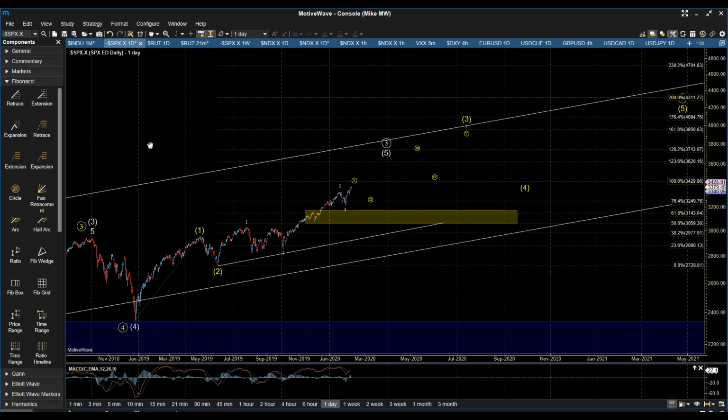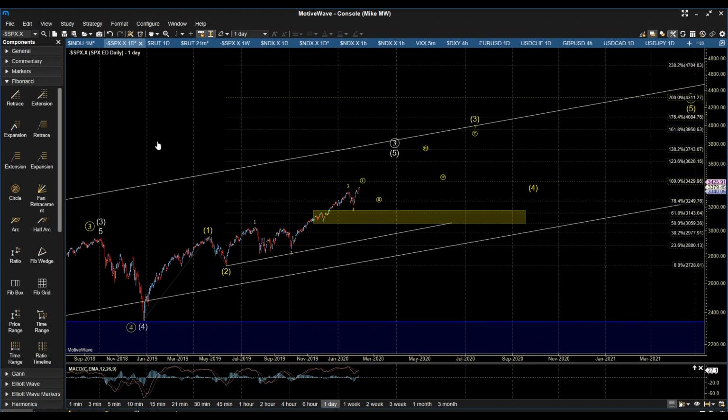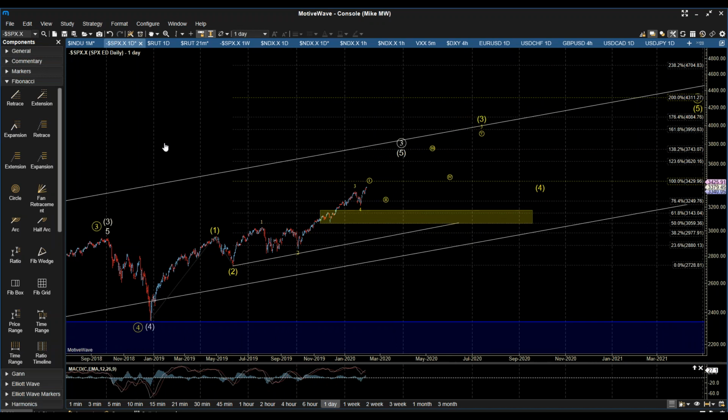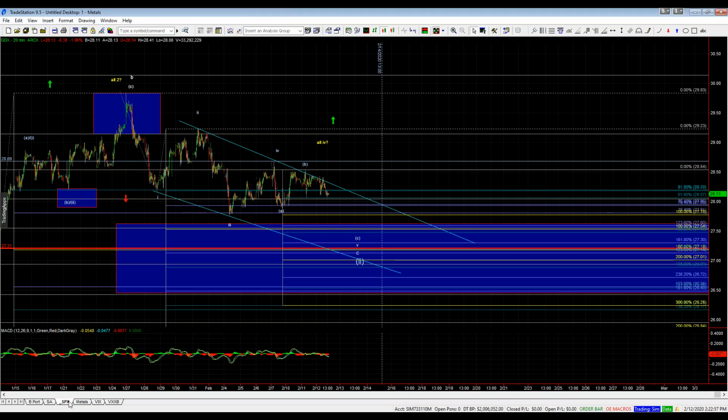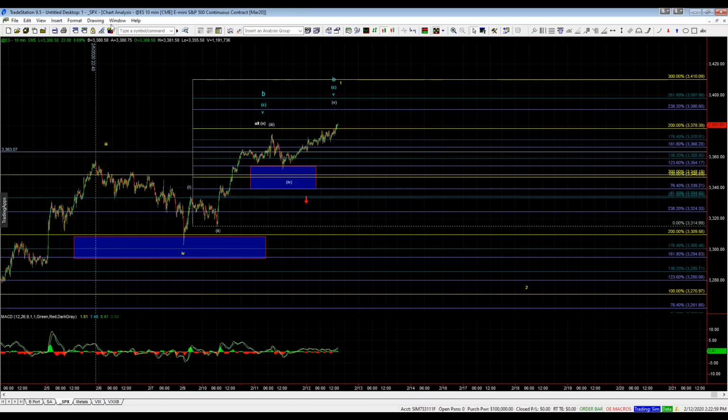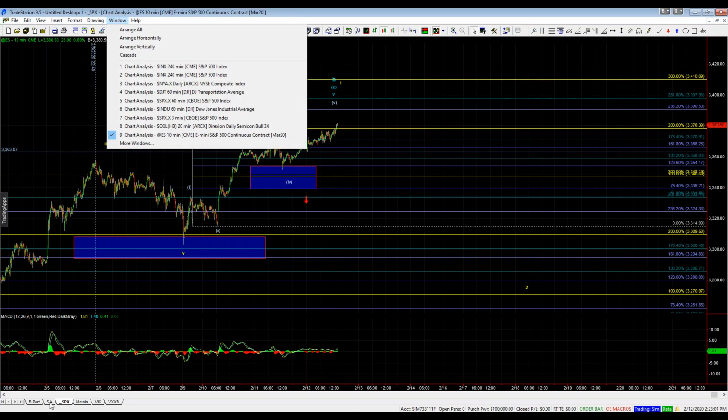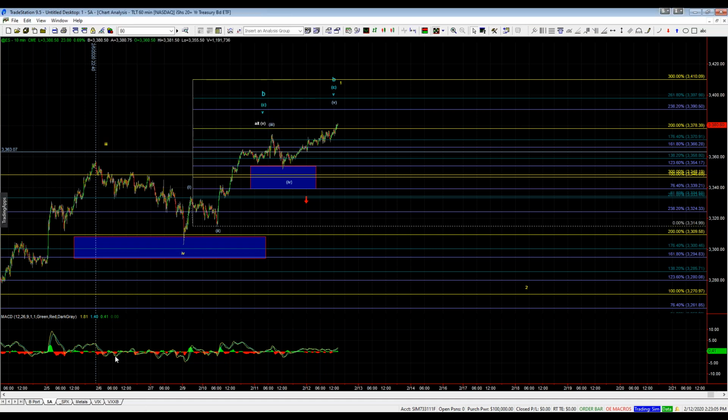Okay, so that's how things kind of break down from a theory perspective, from the larger degree time frames down to the smaller degree time frames, down to the daily charts, and then let me actually even zoom in a little bit further. We'll go to a 60-minute chart on this SPX so we can see how this looks on a 60-minute chart.